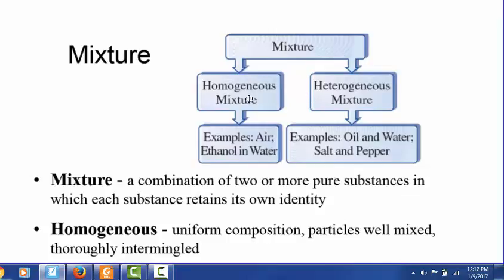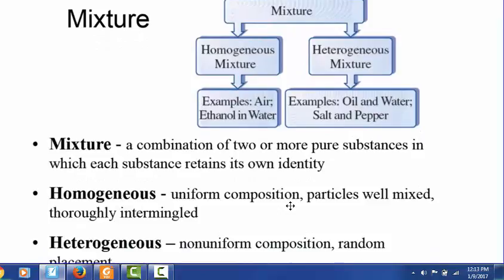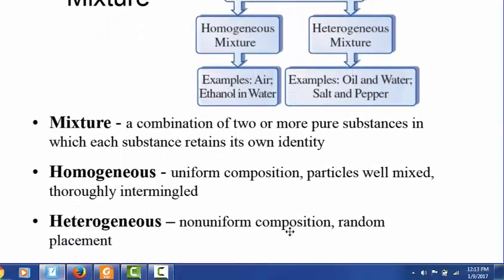And the mixtures can be further categorized as homogeneous or heterogeneous. Homogeneous, the prefix homo meaning same, has the same uniform composition throughout. So the particles are well mixed, thoroughly intermingled, whereas heterogeneous has a non-uniform composition, random placement. Generally, with a heterogeneous mixture, you can see the individual components because they have not thoroughly mixed together.